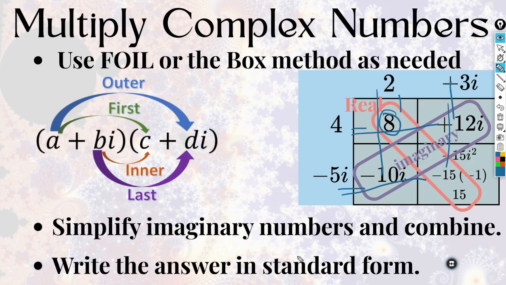But after you do it, you have to simplify your imaginary numbers. So you're going to have to use part of what we did the previous lesson, where you're learning that i squared is -1, and then multiply it, and then combine like terms like we did at the beginning of this lesson. And then you're going to write the answer in standard form.